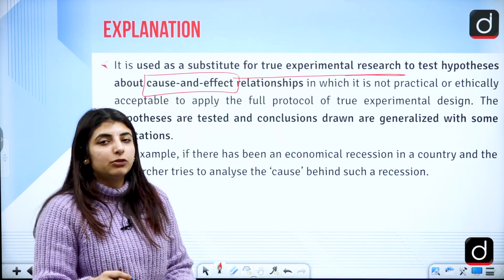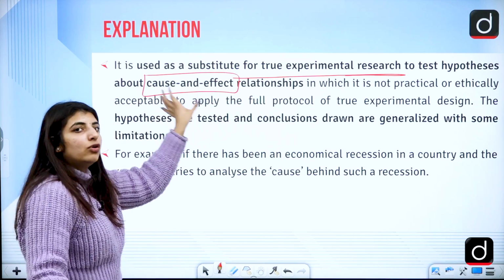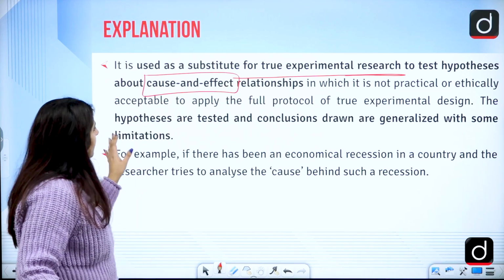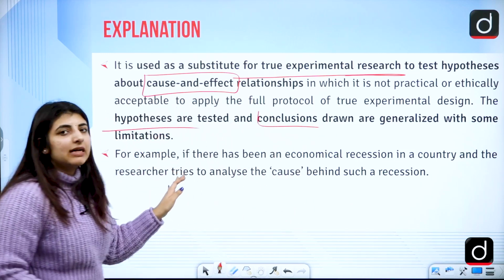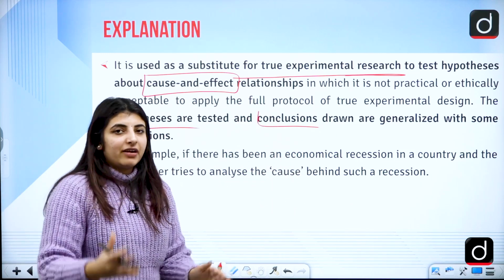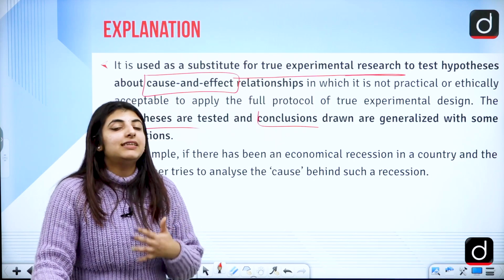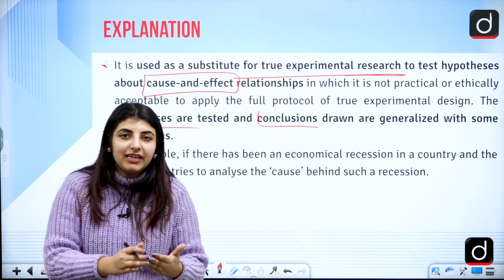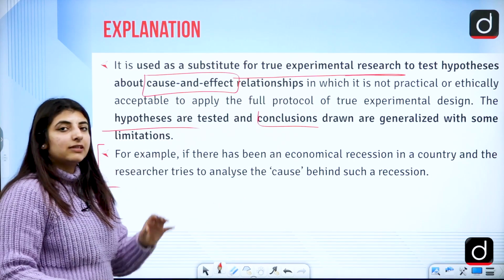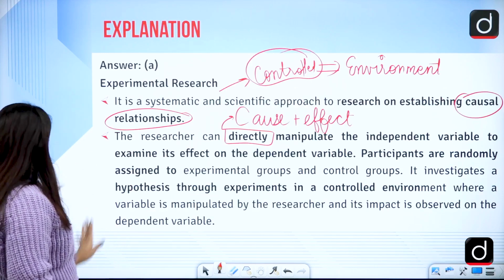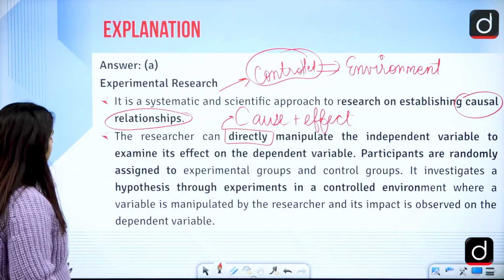Same is the case with the ex post facto, because we from the effect are moving to cause. So in and all, we are going to see the cause and effect relationship which is there, right? So hypotheses are tested and conclusions drawn are generalized with some limitations. So the conclusions will be generalized to that very research, or the kind of research, the kind of same situations, if that situations happen with some other people. So limitations are there, but results can be generalized. Hence, this is a type of research that ex post facto and experimental method are the ones which focus on hypothesis testing and generalizations.